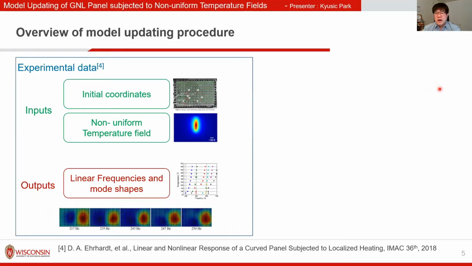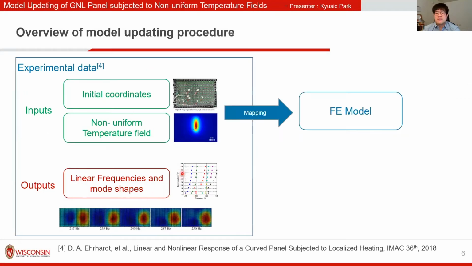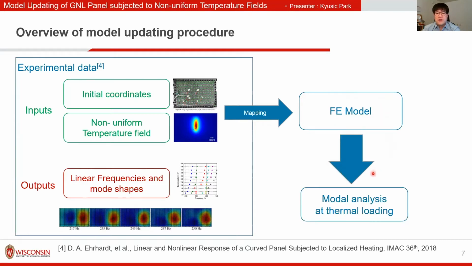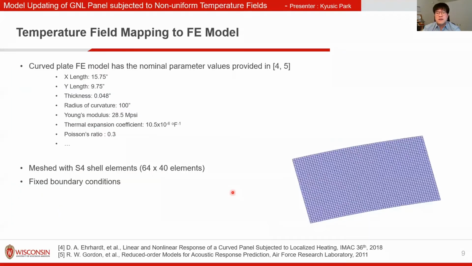This is an overview of our model updating procedure. Based on the experimental data, we map the coordinates and the temperature fields onto the FE model of the curved panel, and then run the modal analysis at varying localized thermal fields and update the model design parameters until their resulting linear frequencies converge to the measured frequencies. So let's dive into the actual model updating procedure of this curved panel.